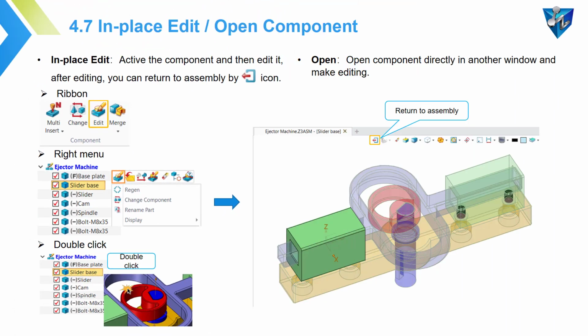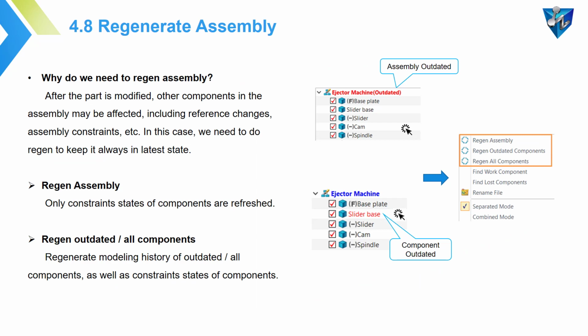Okay, next I would like to show you how to edit component and regenerate in the assembly. For edit, we can both do in-place edit or open it directly and edit. For both ways, after the part is changed, we need to regen it in the assembly. So in this page, let's talk about regeneration. In assembly level, we have 3 regeneration commands, which are regen assembly, regen outdated components, and regen all components.